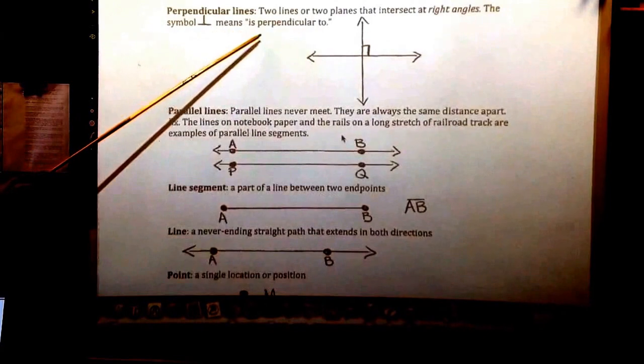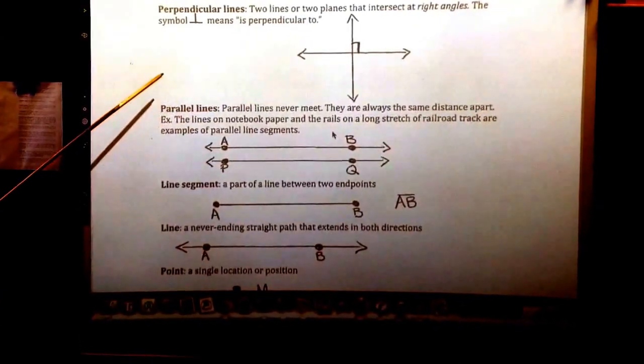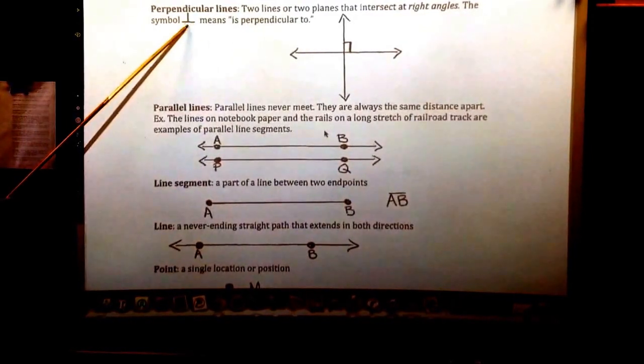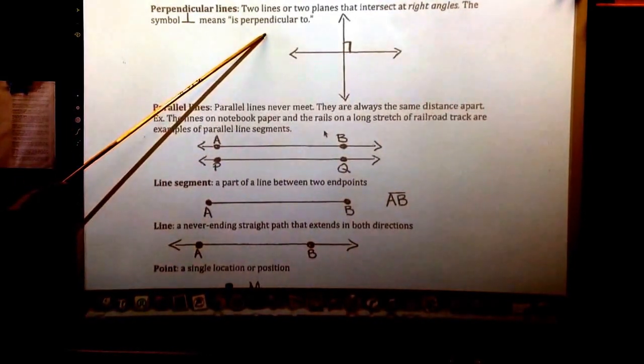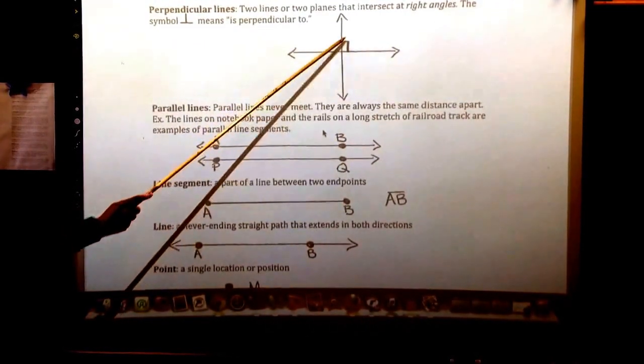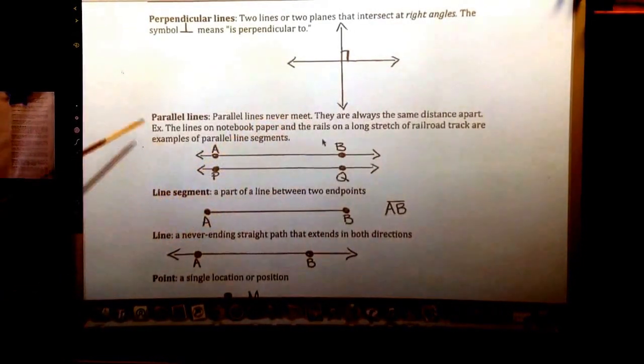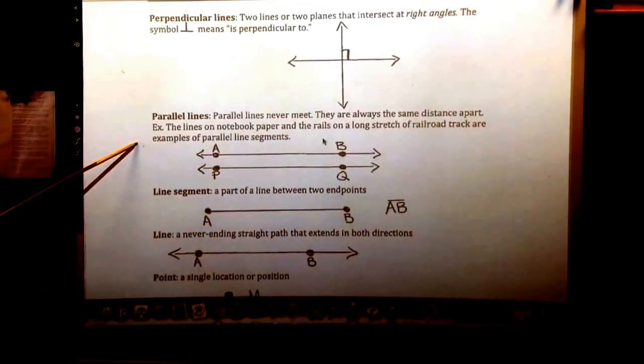Perpendicular lines are two lines or two planes that intersect at right angles. The symbol means is perpendicular to. Here is an example of what perpendicular lines would look like, because where they intersect, they form right angles. Parallel lines are lines that never meet.